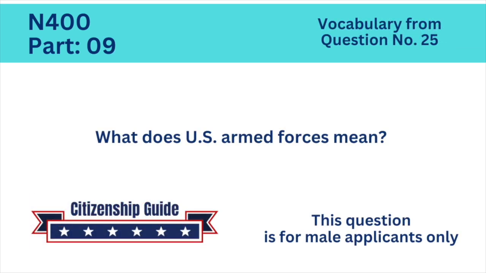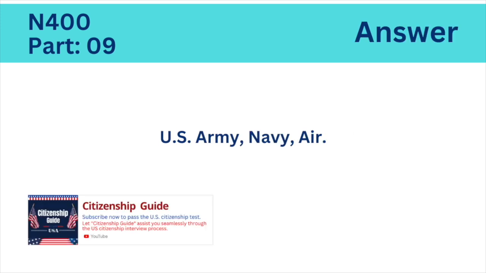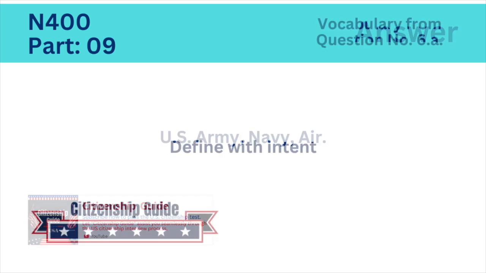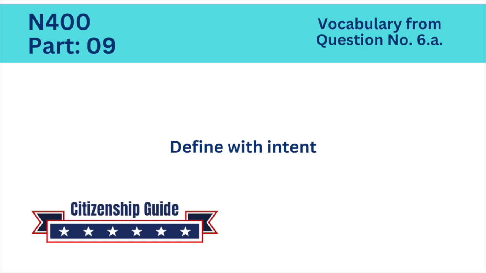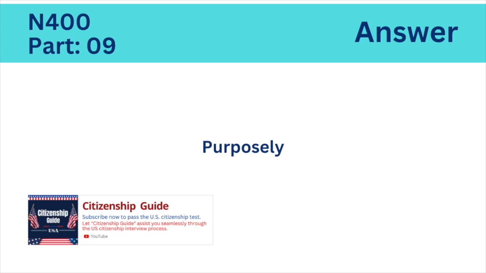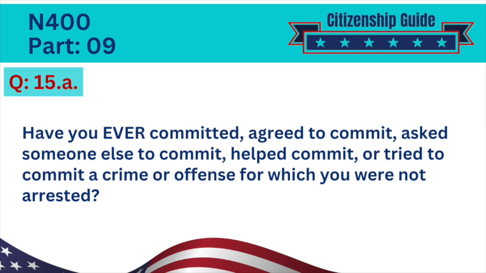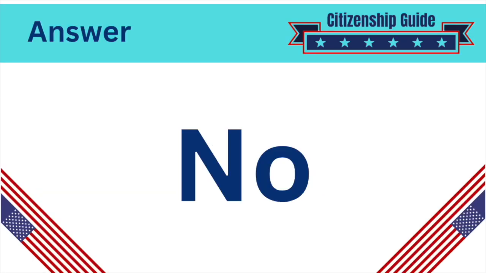What does U.S. Armed Forces mean? U.S. Army, Navy, Air. Define with intent. Purposely. Have you ever committed, agreed to commit, asked someone else to commit, helped commit, or tried to commit a crime or offense for which you were not arrested? No.